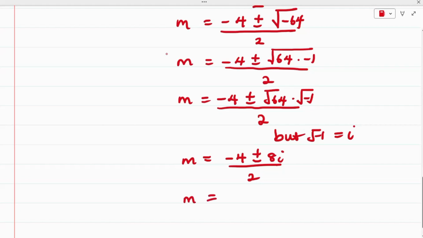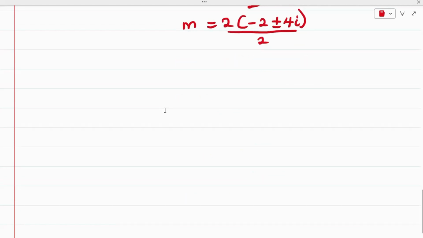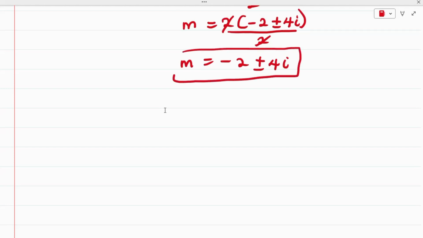So m is equal to, now we want to simply factor out a common term in the numerator, and the common term here is 2. In order for us to be able to get rid of the denominator, we want to factor out 2 from the numerator. So this becomes m is equals to 2 times minus 2 plus minus 4i, over 2. This is going to cancel out the 2, so we have minus 2 plus minus 4i, and this becomes the other values for m.